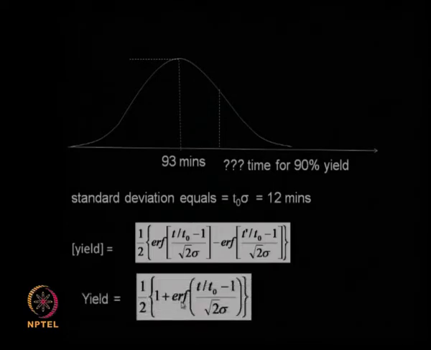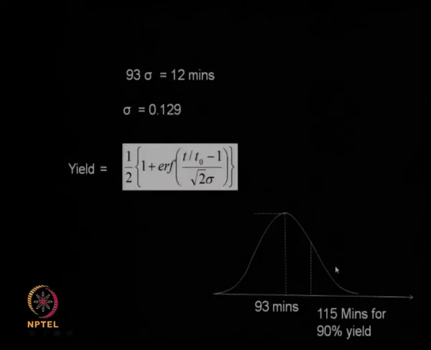half into 1 plus error function of (T by T naught minus 1) divided by square root of 2 sigma. Now in this equation yield I substitute as 0.9, T naught is 93, sigma is given by 12 divided by 93. So if I substitute all of them, the only unknown is T. So from this I can calculate what should be my time until which I keep collecting the effluent, so that the yield is 90%. Okay, so first I calculate sigma, then I substitute there.